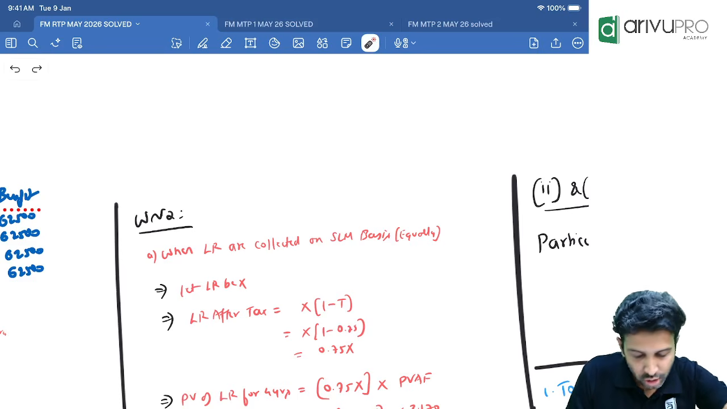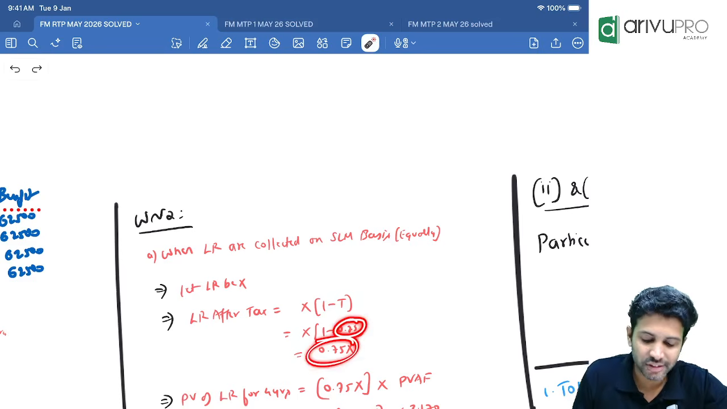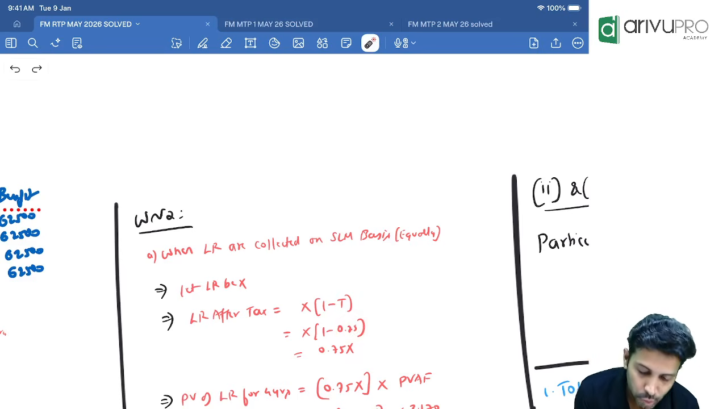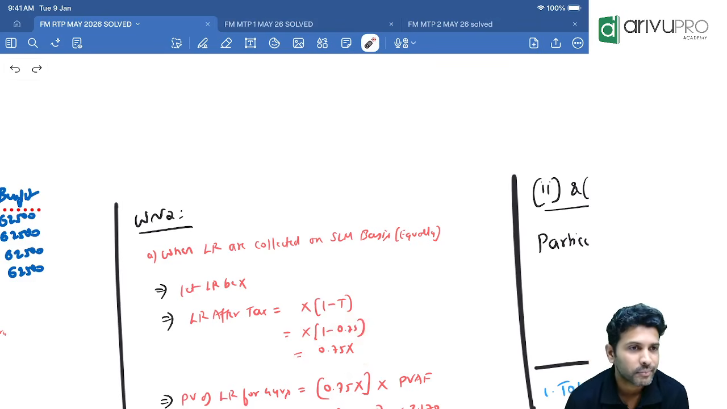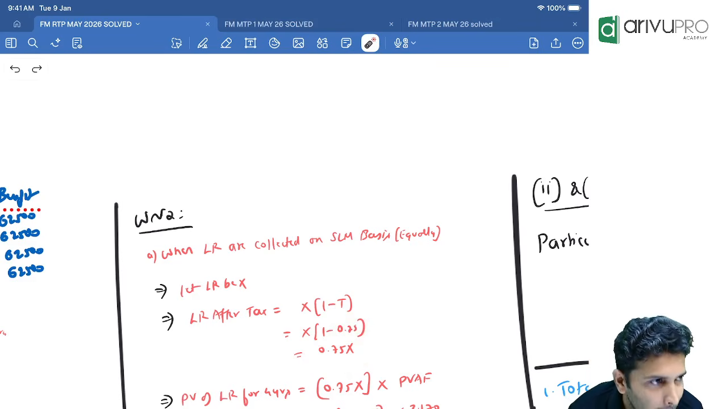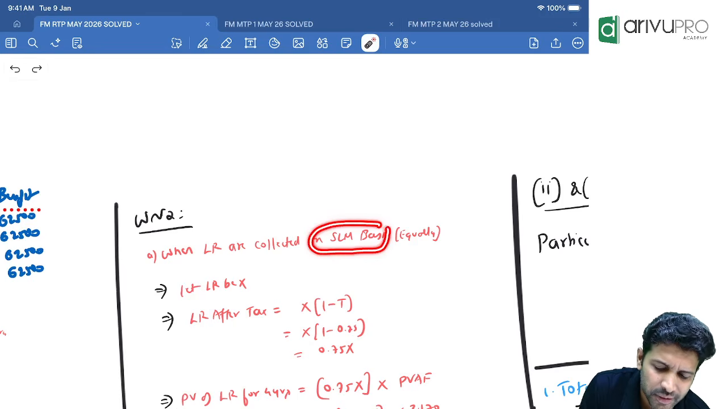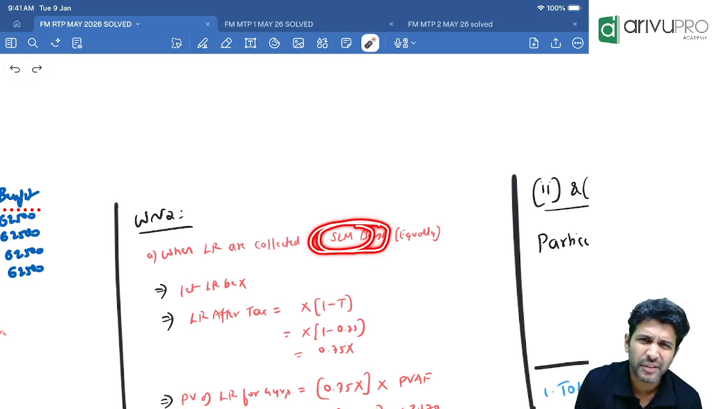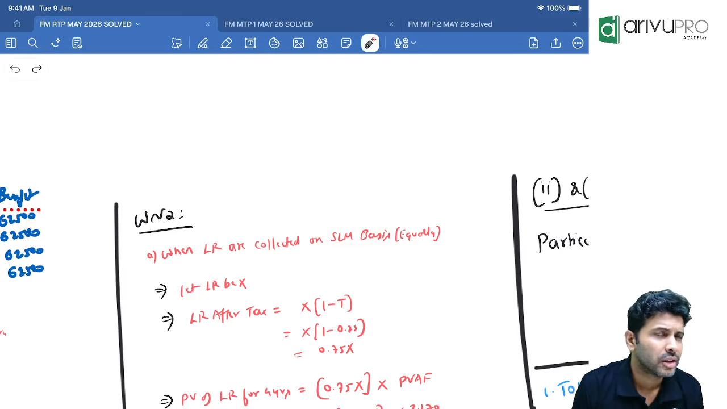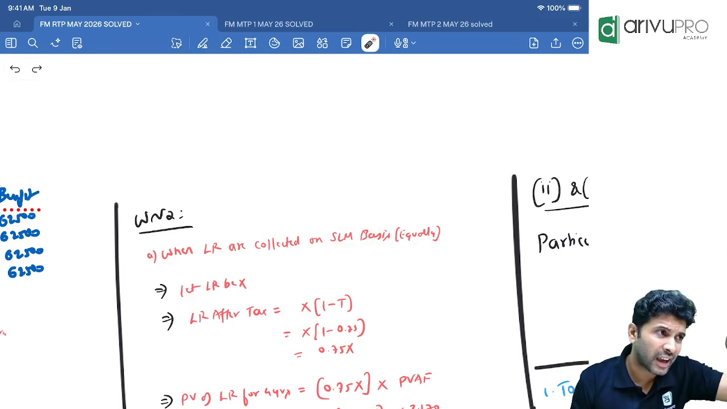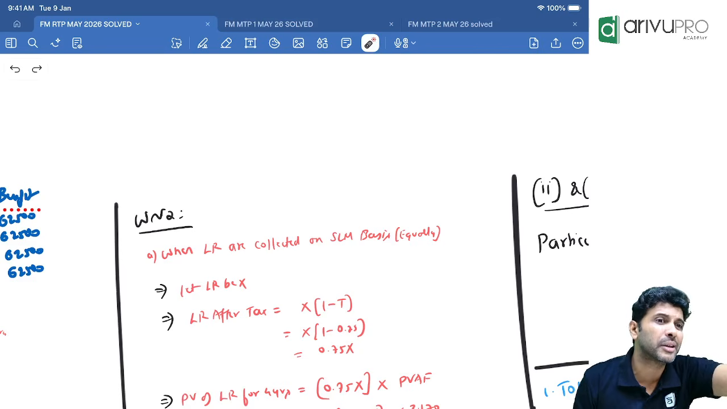So the tax rate is 0.25, so it is 0.75X. Is this number okay for you? This is the final cash flow I will get every year. Look at the heading: I'm charging lease rental on SLM basis. That means every year the number is the same, so you can use the PVAF method.